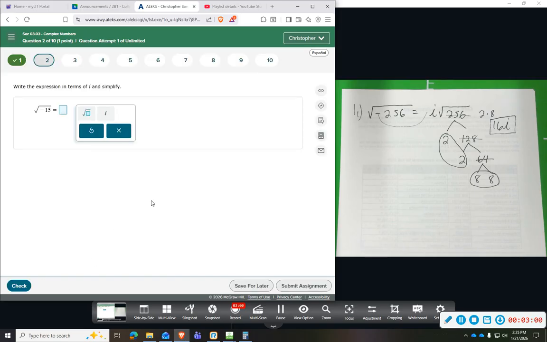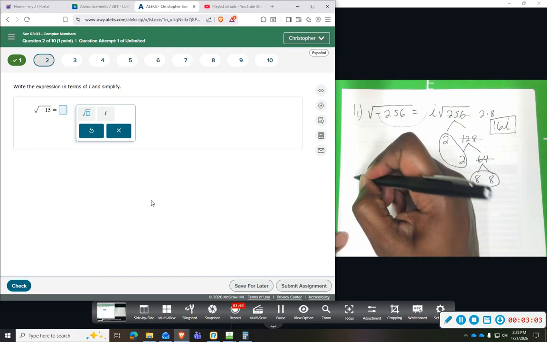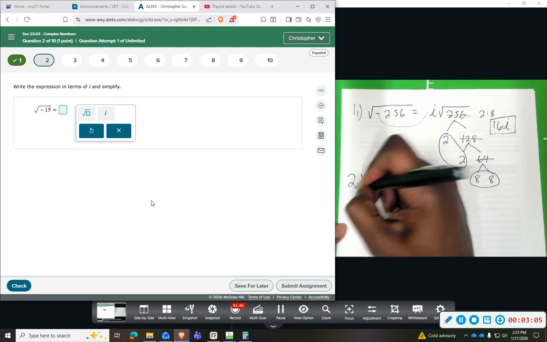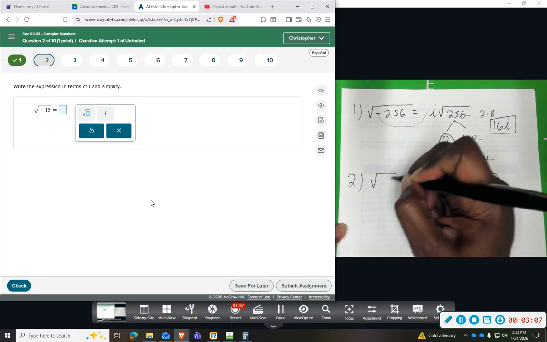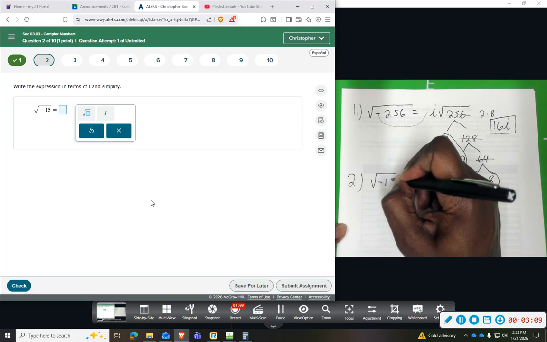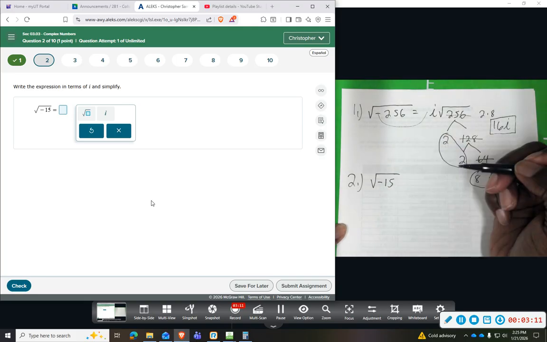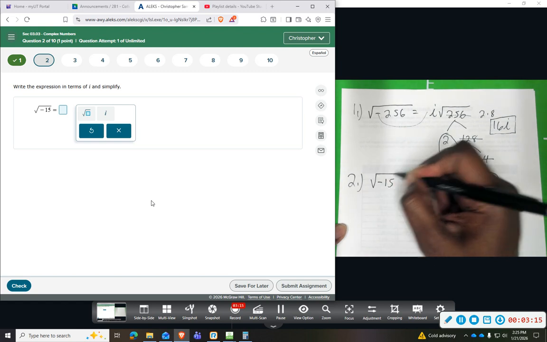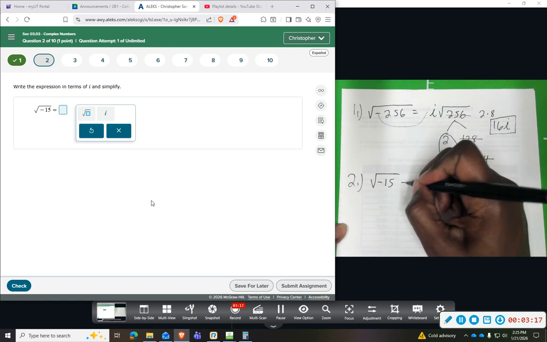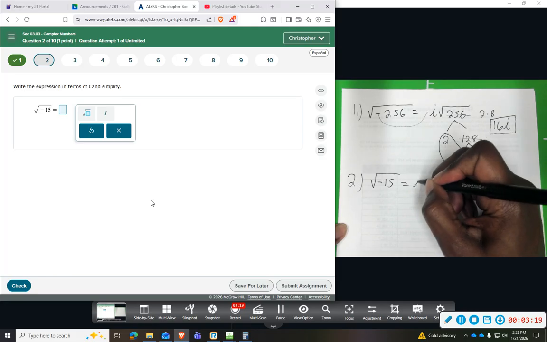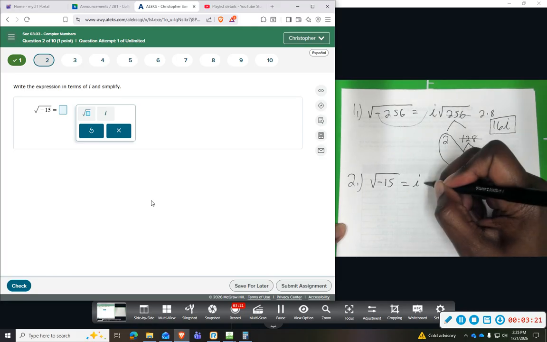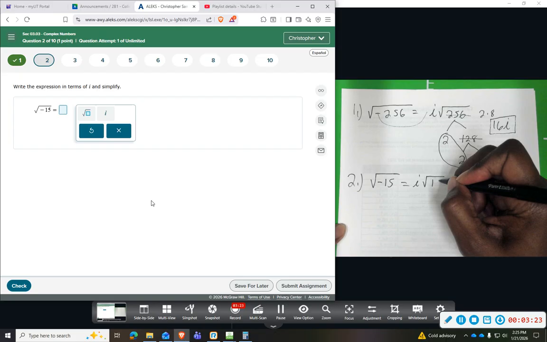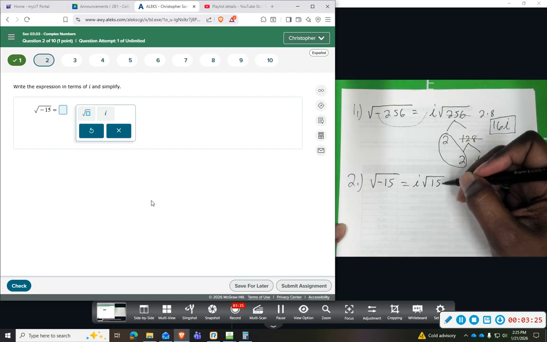All right, number 2, we're going to do the same thing. We're going to find the square root of a negative 15. All right, so square root of negative 15, again, we cannot have a negative under an even radical, even square root. So I will pull that out and it will become an i, so it's an imaginary number, and then square root of 15.